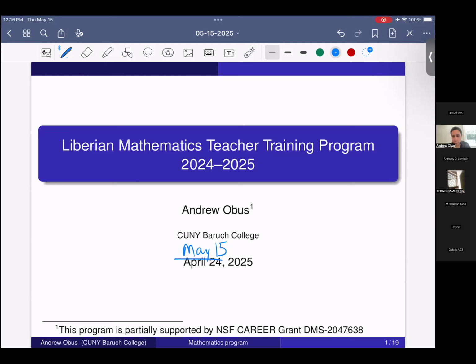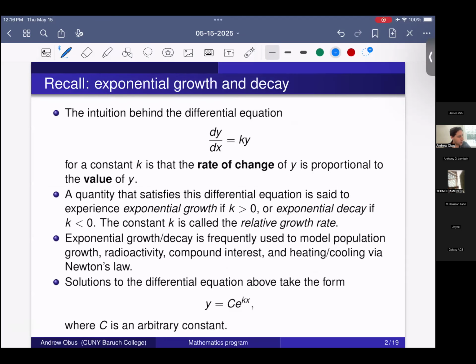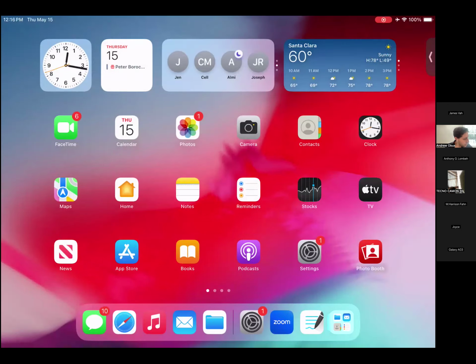Let me start by just doing a little bit of review about what we talked about last time, which was a while ago. So first I want to make sure my pen has enough battery. Oh yeah, good. My pen's good.